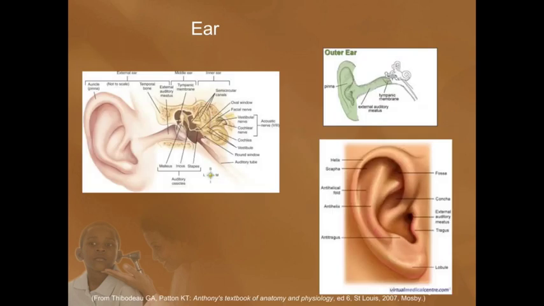The picture on the left shows you the total anatomy of the ear, composed of the external ear, middle ear, and inner ear. The external ear includes the auricle or pinna, the auditory meatus, and the external auditory canal that terminates at the tympanic membrane. Pre-auricular means in front of the ear, and post-auricular means behind the ear.